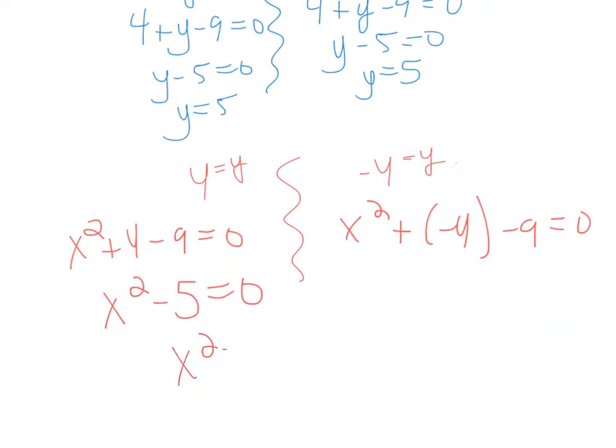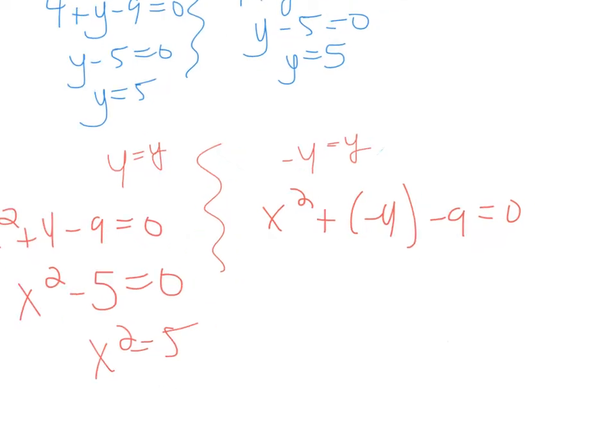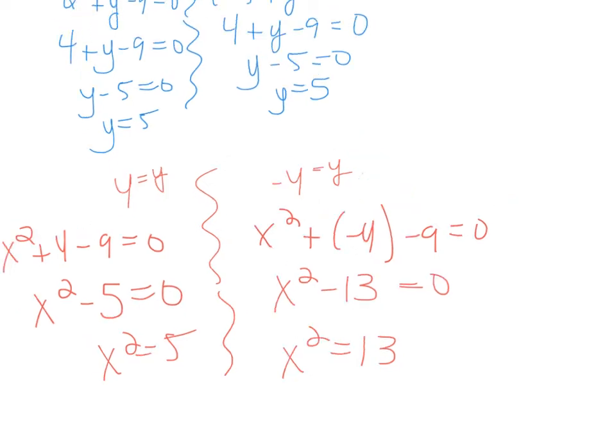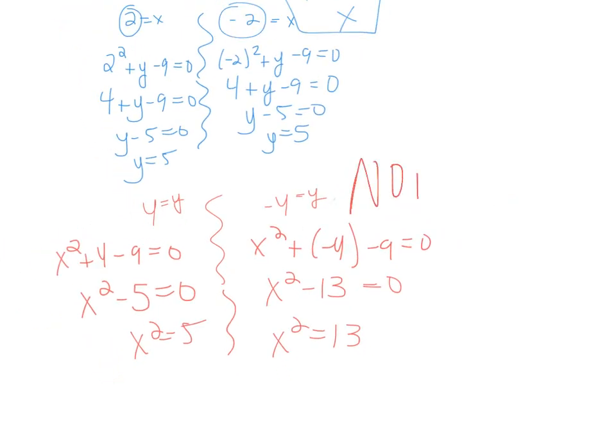So x squared equals 5. On this side I have x squared minus 13 equals 0, so x squared equals 13. What do you notice? They're not the same. So that means on the positive and the negative side of the graph, do these graphs look the same? No. So is this symmetric to the y? No. Nope.